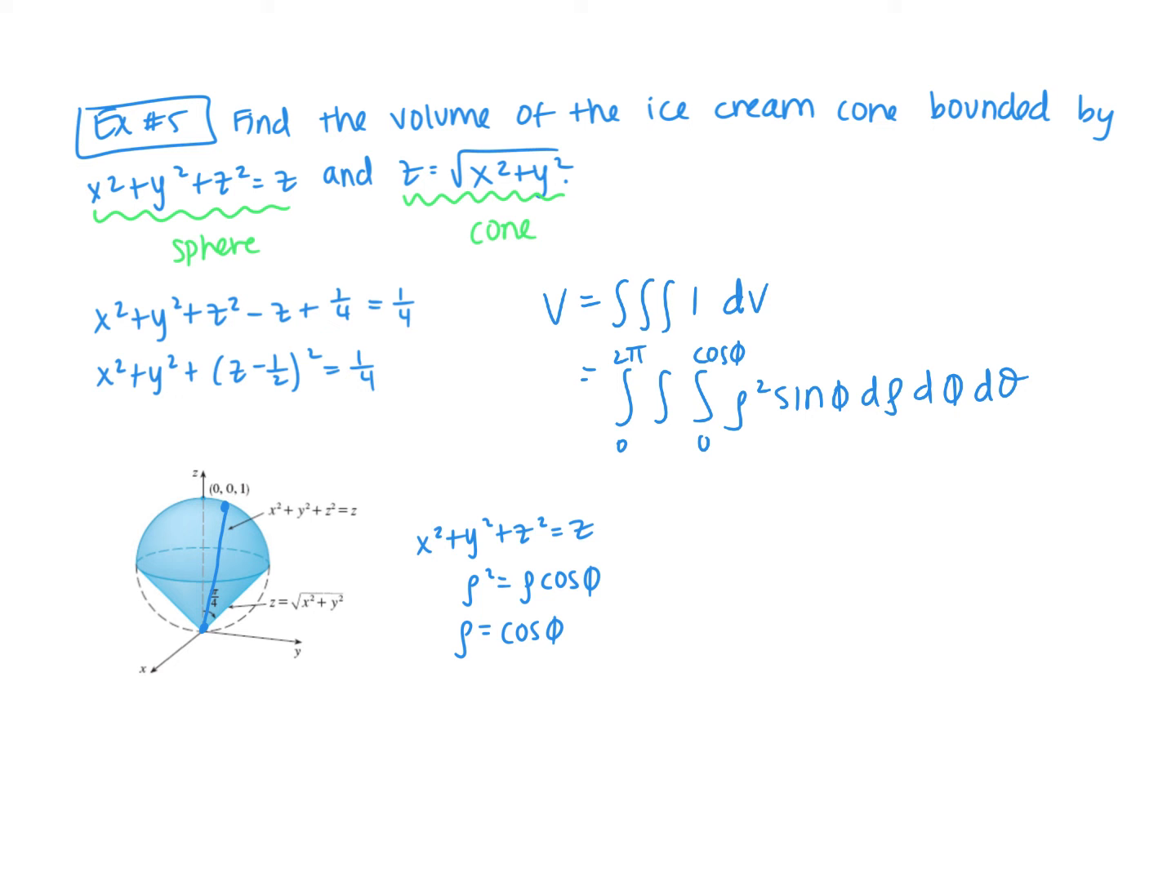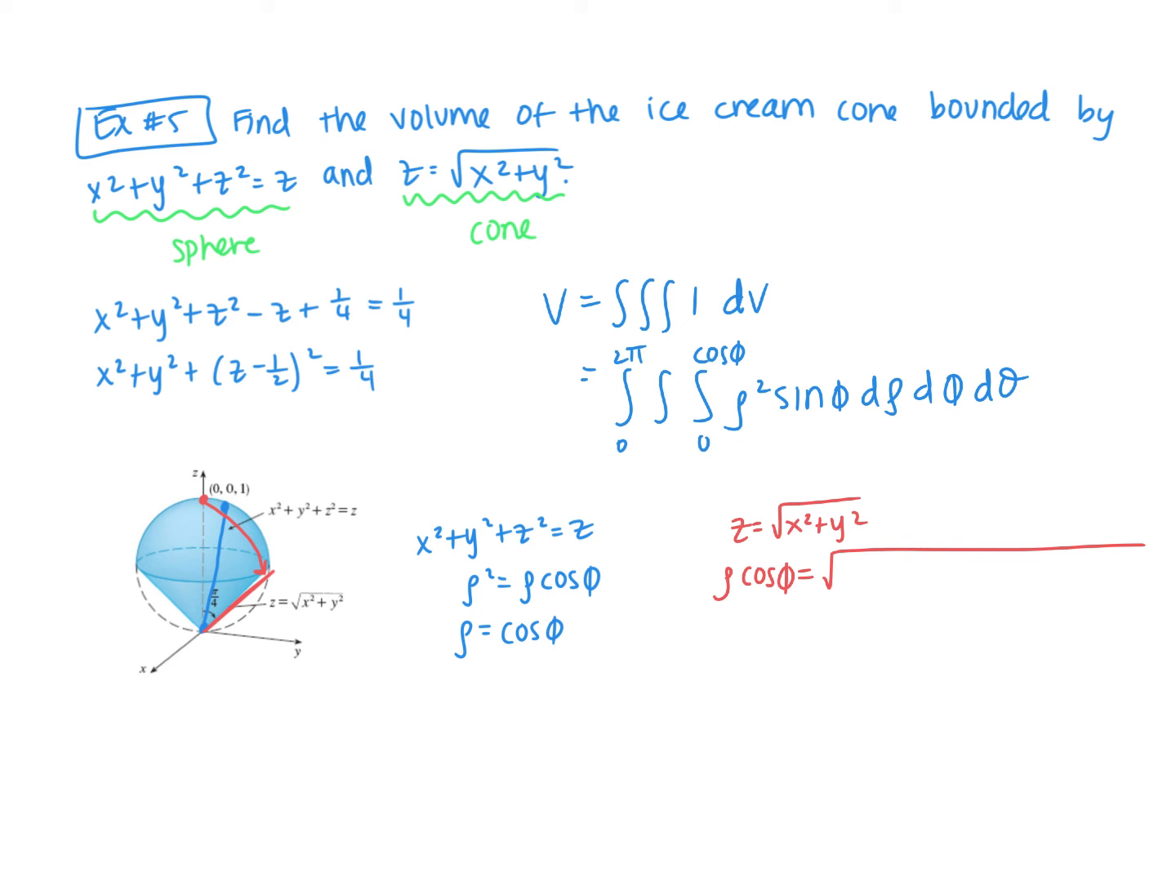Okay. So the last one we need to find is phi. Up here, our phi is 0. It's going to go all the way until we hit that cone. So the cone will give us the limits for phi. You can see on the figure it actually gives you what the limit is, but we're going to have to use the cone formula to find phi. So our cone formula is z equals the square root of x squared plus y squared. So z is rho cosine of phi.